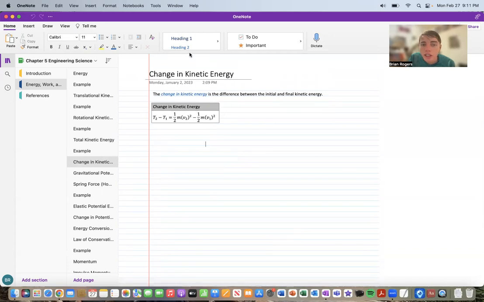Okay, now that we discussed that, we're going to look at a change in kinetic energy. A change in kinetic energy is often represented by the delta symbol, which is the final kinetic energy, T2, minus the initial kinetic energy, T1. And so what we're going to see here is 1/2 mass times velocity squared minus 1/2 mass times velocity squared. V2 represents the final velocity, where V1 represents the initial velocity. So that's what we represent here.